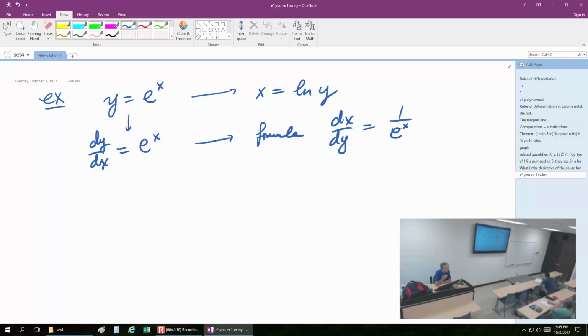The last step. It was 1 over e to the ln y. Okay? Turns out there is one more step: simplification.